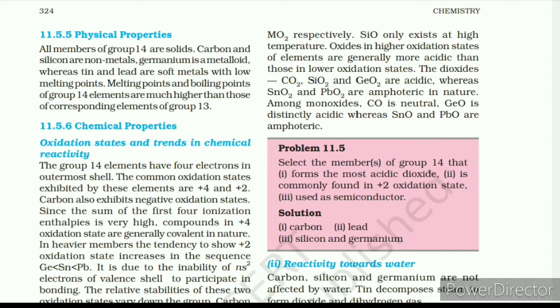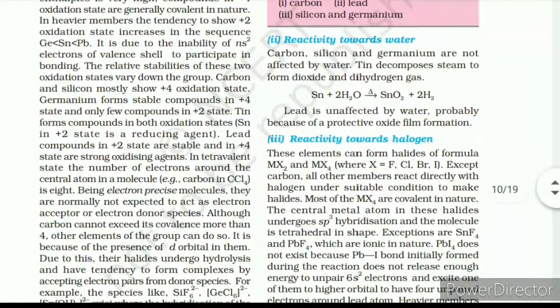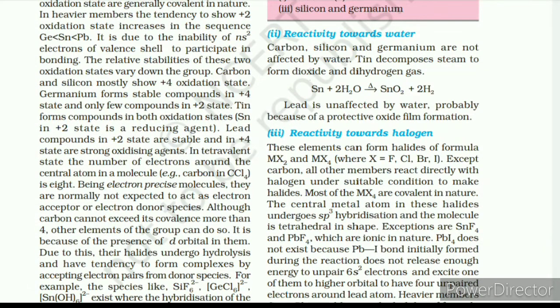Number 3. Reactivity towards halogen. These elements can form halides of formula MX2 and MX4. Except carbon, all other members react directly with halogen under suitable conditions to make halides. Most of the MX4 are covalent in nature. The central metal atom in these halides undergoes sp3 hybridization and the molecule is tetrahedral in shape.